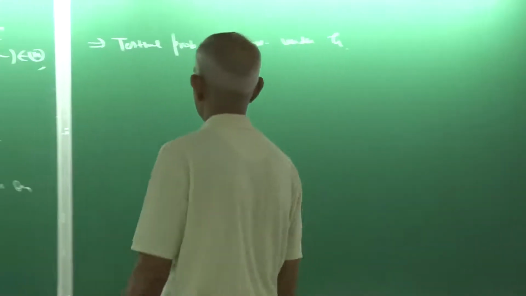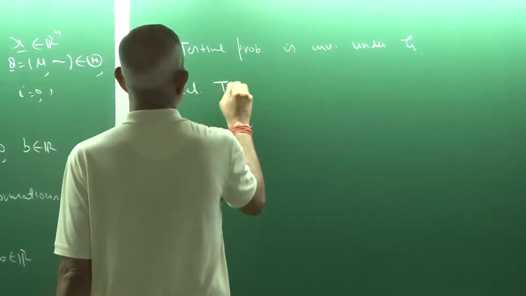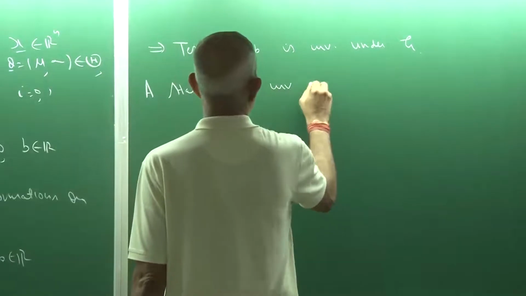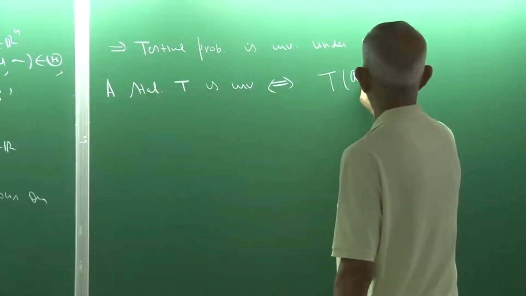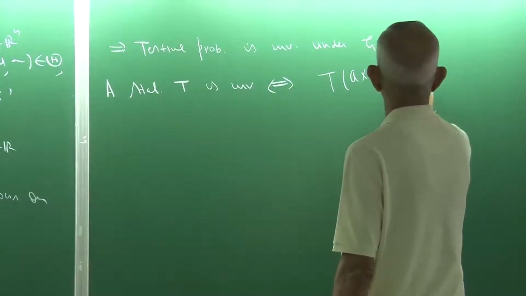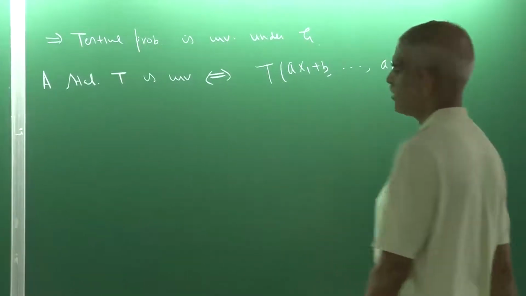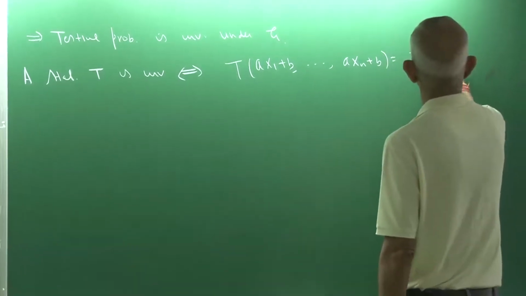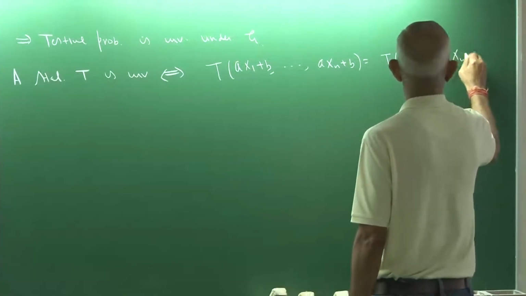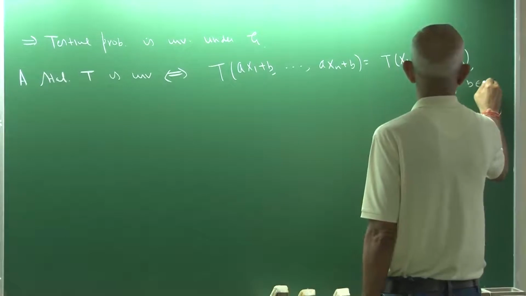So a statistic T is invariant if and only if T of aX1 plus b, ..., aXn plus b is the same as T of x1, x2, ..., xn for every a positive, b belonging to R.